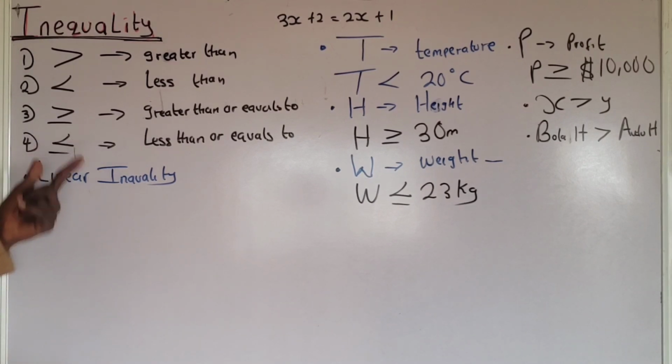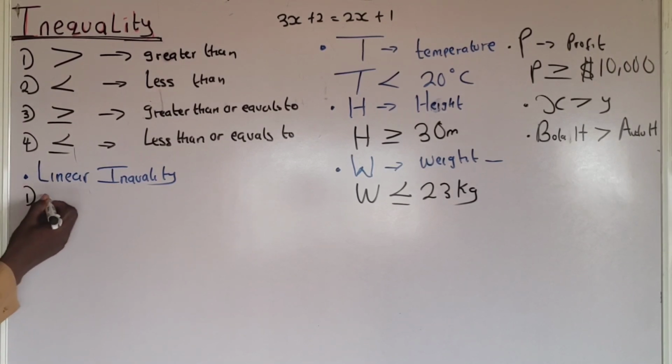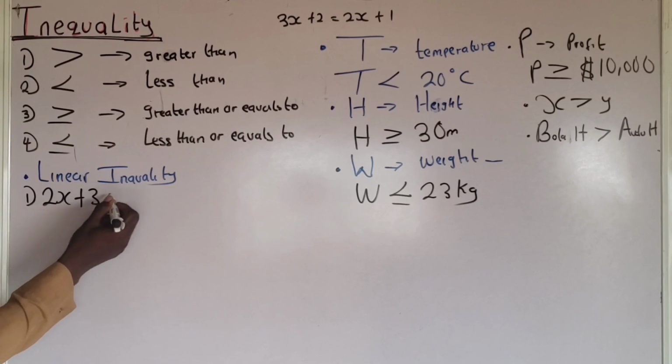You can have greater than or equals to, but an equals to sign standing alone in an equation, that equation is not an inequality. Are you paying attention? So that is it. Now let me give you some examples of linear inequality. We have 2x plus 3 is greater than 7.